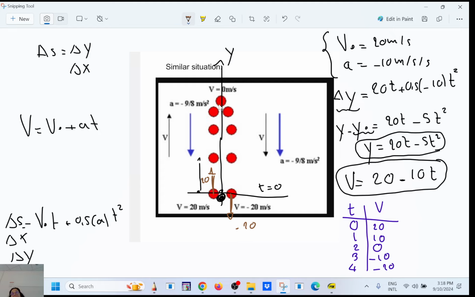Okay, typical question to trick students on a test. MCAT, for example, they will try to trick you. And they say, at the top of the trajectory, when you throw something in the air, the velocity is 0. Do you agree? Velocity is 0. Do you agree? It stopped moving.